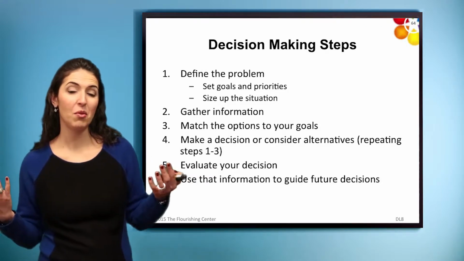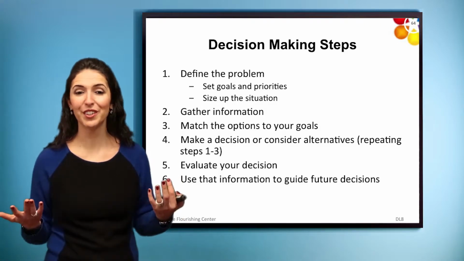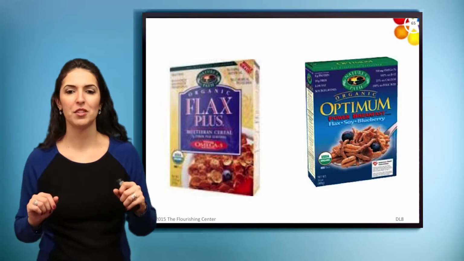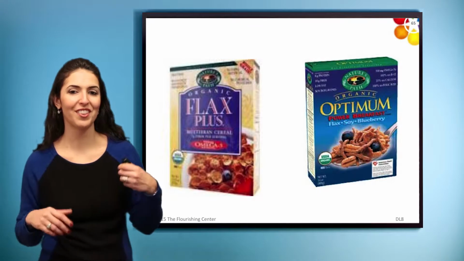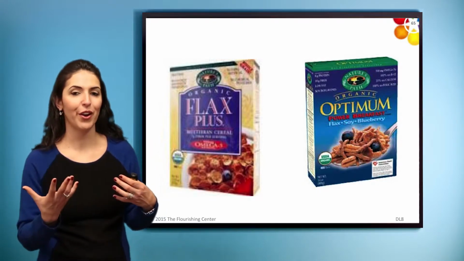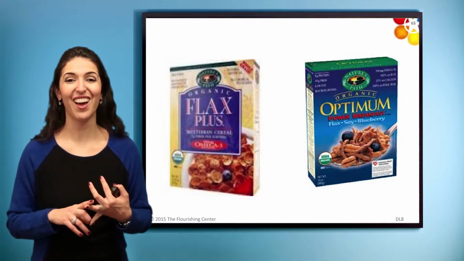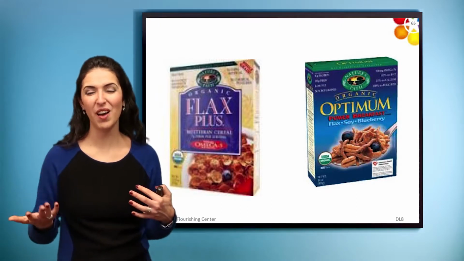So let's say I needed to make a decision. I'm at the supermarket. I'd like to get myself some cereal. That's the problem at hand. And I look at my different options, and here I can choose between the Optimum cereal or the Flax cereal, and I have different goals and priorities. For example, it's important for me to eat mainly organic, and I would like a healthy option. So I want something that's whole grain and has high fiber in it.